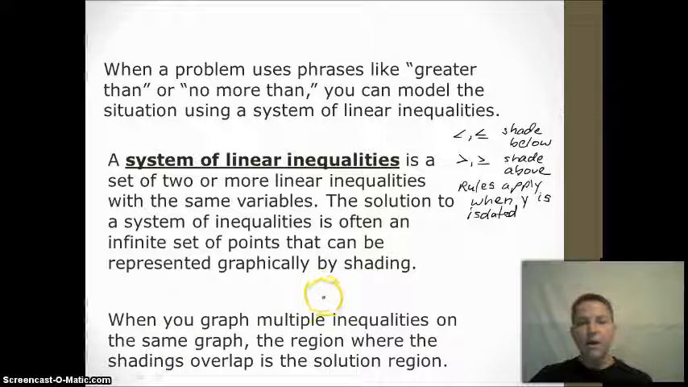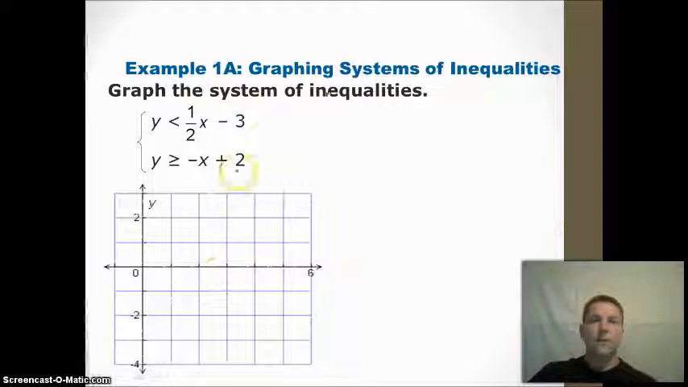Okay, so when you graph multiple inequalities on the same graph, the region where the shades overlap is the solution region. So we're looking for the overlap. Okay, so here's our first example. Both of these inequalities already have y isolated, so we don't have to worry about getting y by itself. We just need to graph the inequality and then do the shading.